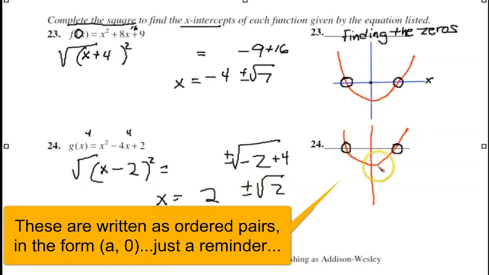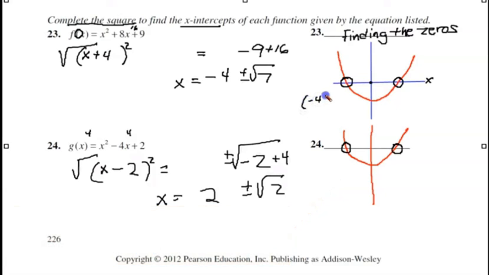Now, I didn't draw these accurately. They're just to show you these are the x-intercepts. Remember, x-intercepts are given as -4, let's say minus the square root of 7, and then a comma, 0. Okay.